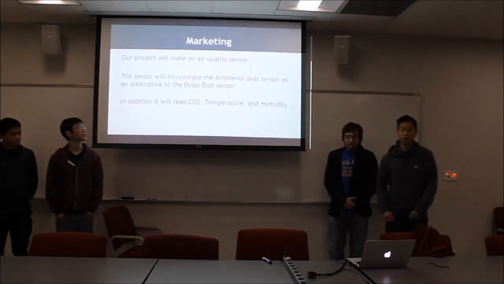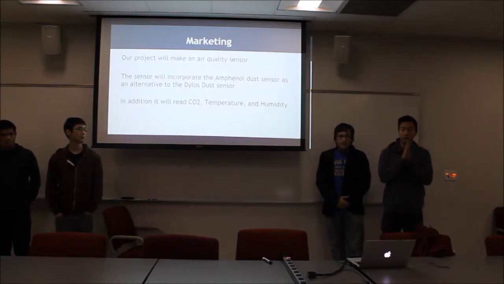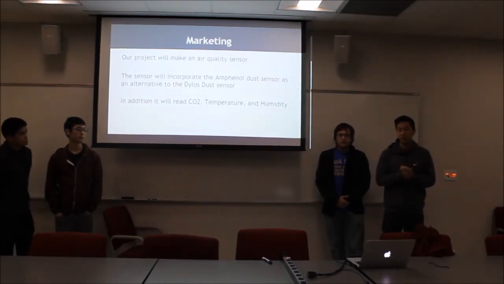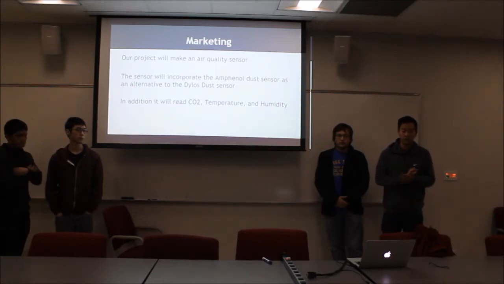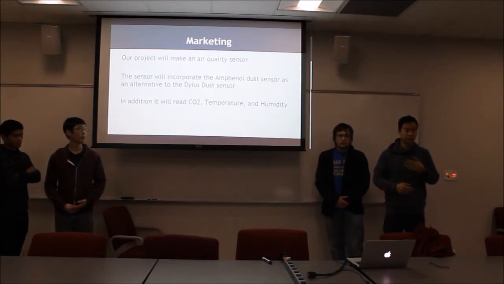And so, our project will make an air quality sensor. Basically, the main sensor we're using for dust, and what we use for the alpha, is the Amphenol dust sensor. We're supposed to use this as an alternative to the Dylos.